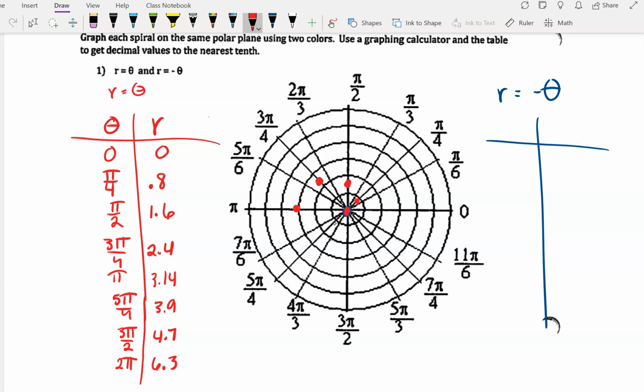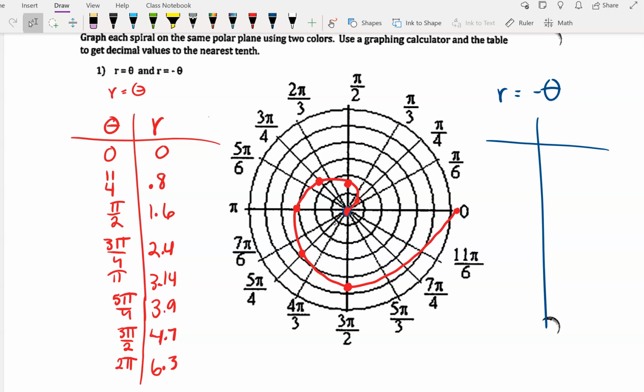And then just keep graphing, 5 pi over 4 and 3.9. So 5 pi over 4, 3.9 is going to be about there. 3 pi over 2 is straight down, and it's going to be 4.7, somewhere in there. And then I skipped ahead a little bit, and I went all the way to 2 pi. I got a little lazy, and I didn't do 7 pi over 4. So all the way back over at 2 pi, I'm going to be at 6.3. So 6.3. So it looks like this.